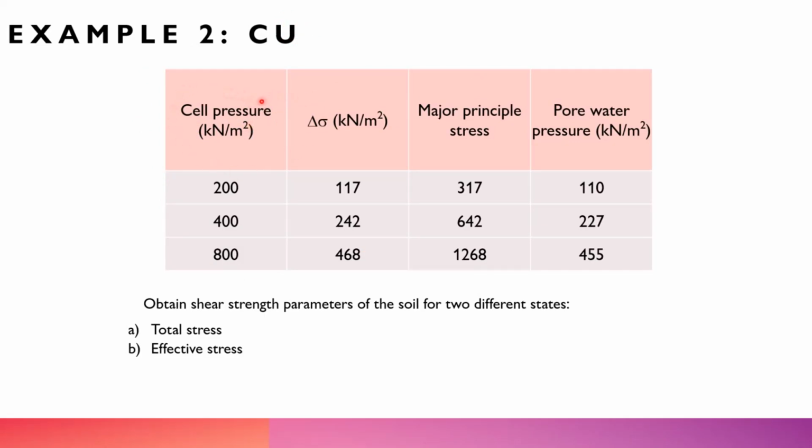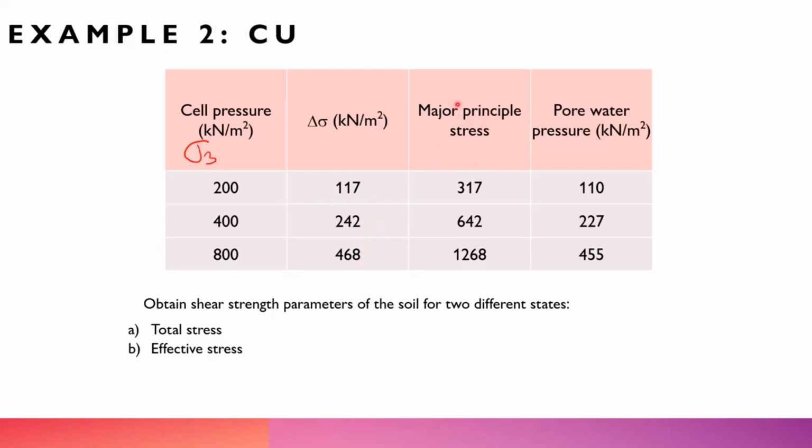The cell pressure for 3 specimens. We have the 3 specimens here subjected to different confining pressures: 200, 400 and 800. So the cell pressure here is your minor principal stress value, which is sigma 3, and the deviator stress at failure is given by the information in the second column for each of the specimens: 117, 242 and 468.